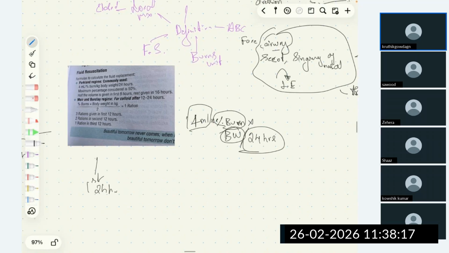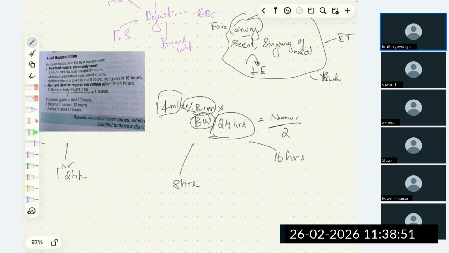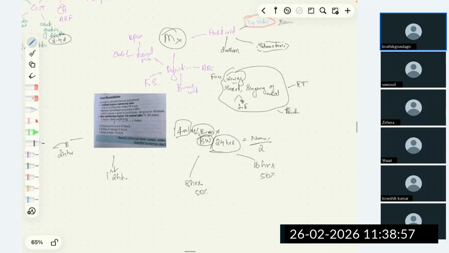The maximum percentage considered is 50%. Half of the volume is given in 8 hours and the rest is given in 16 hours. The textbook is mostly talking about the percentage of burn. The half of the volume is given in the first 8 hours. In this, we'll get a number, divide it by 2. Half of it you give in the first 8 hours, and then the remaining half we'll give in the next 16 hours. So for 24 hours, we managed the fluid of the patient adequately.